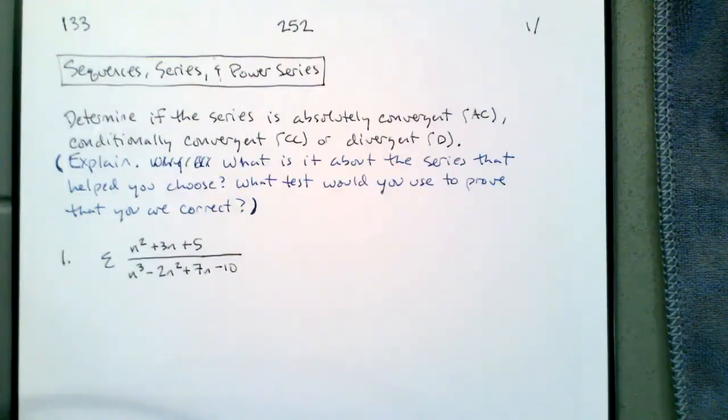The sum of n squared plus 3n plus 5 over n cubed minus 2n squared plus 7n minus 10. So what do we think is going on here? Convergent or divergent? Absolute or conditional?